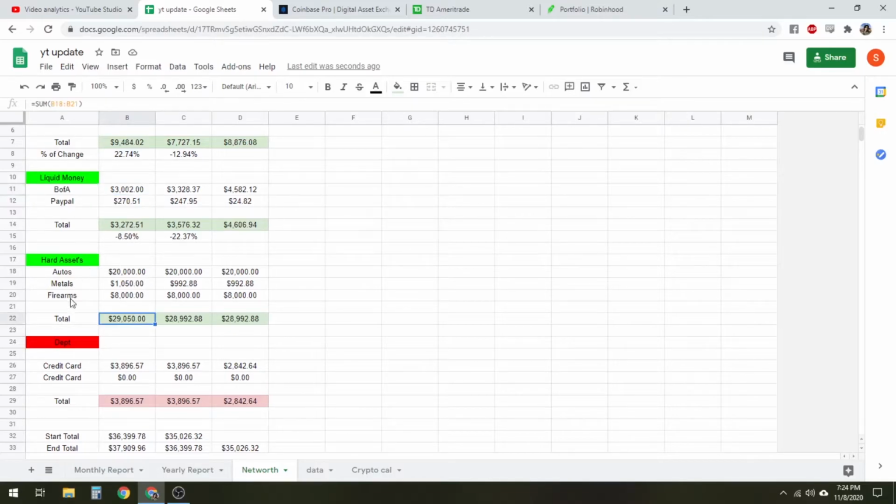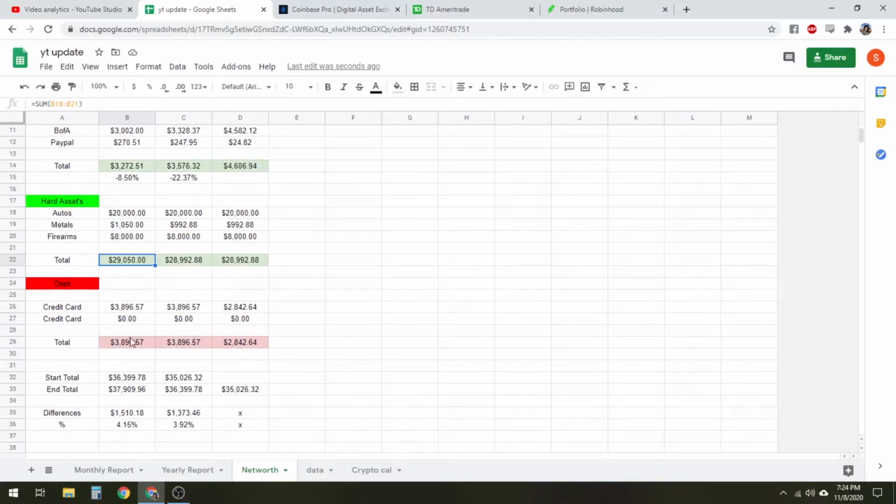But you can see I have about $29,000 worth of hard assets that I can liquidate in about a week if I really wanted to. A week to 2 weeks. And then here's the debt.